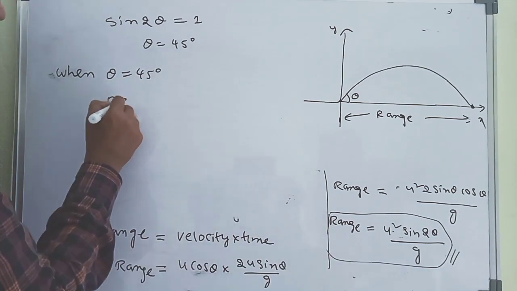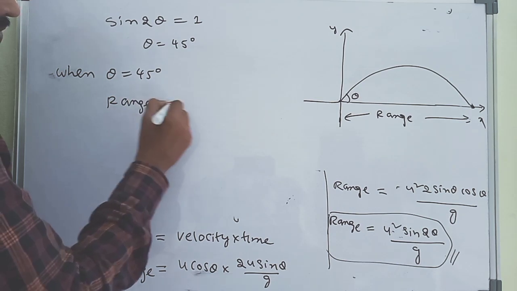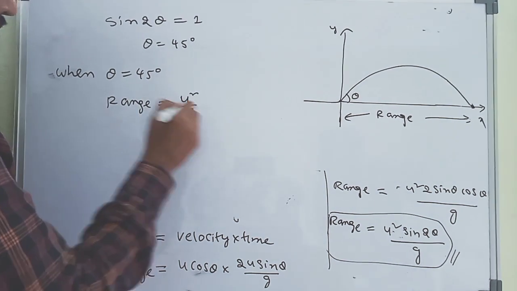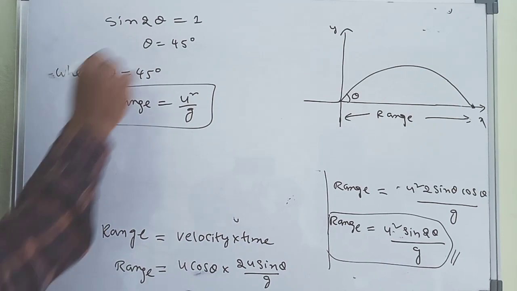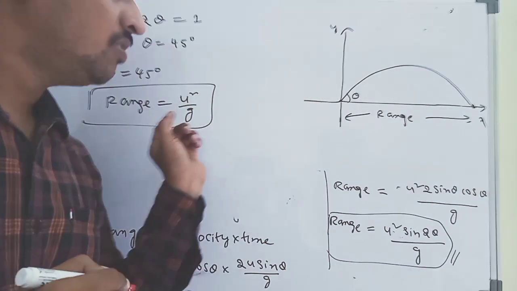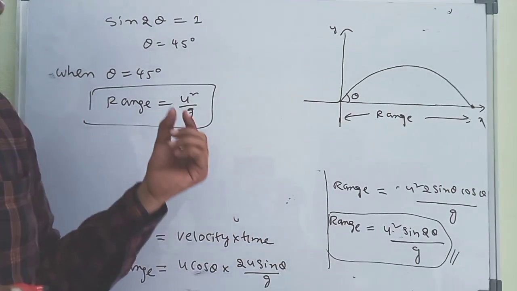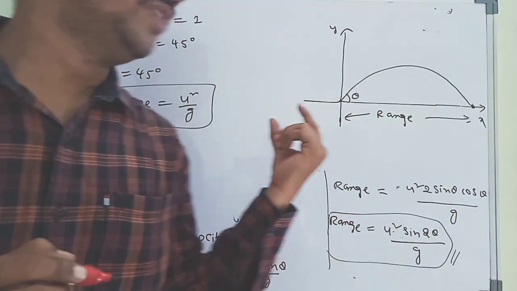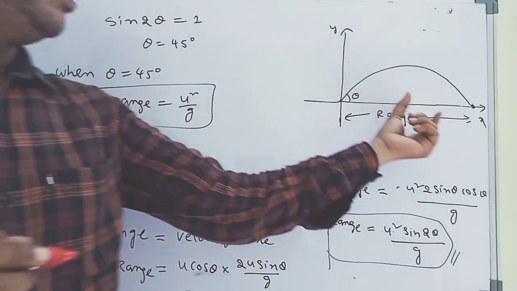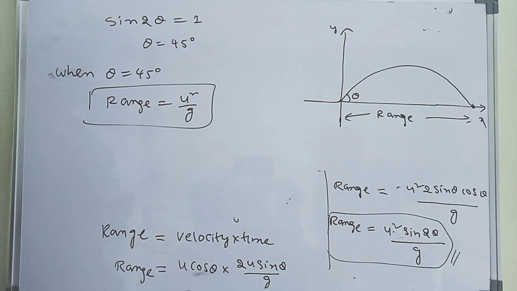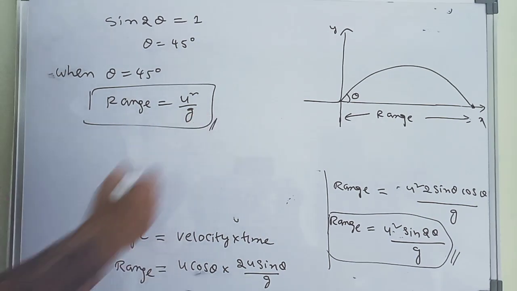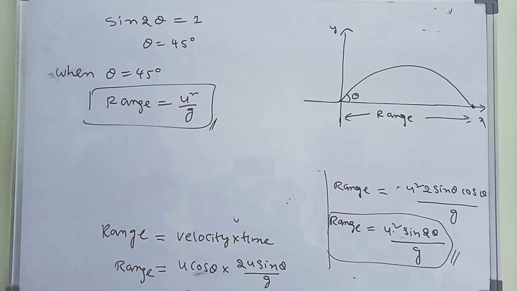So therefore range is equal to u square by g. U square by g, when it is possible? When theta is equal to 45 degrees, when the object is projected with theta equal to 45 degrees, we get a maximum range. Okay? This is also an important point. So remember that point.